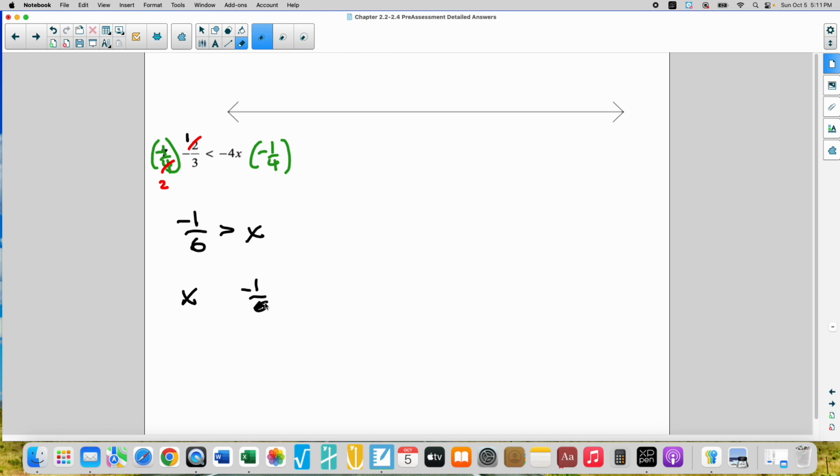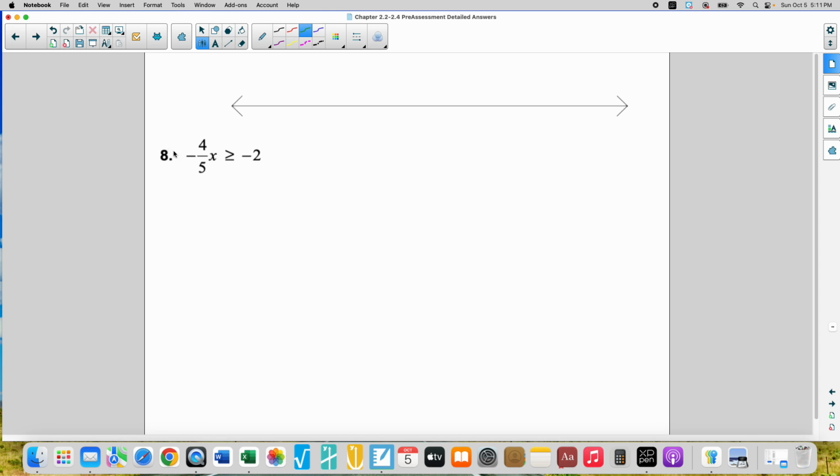That's a bad 6. Mr. Max struggling with the 6s today. Good, and it's eating the negative 1/6, so we'll keep it with that. 0, negative 1/6, open circle, going to the left, less than.